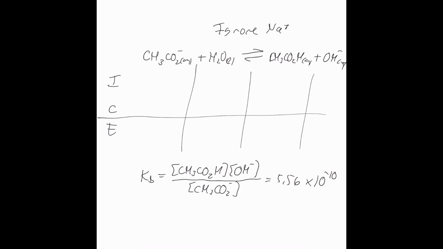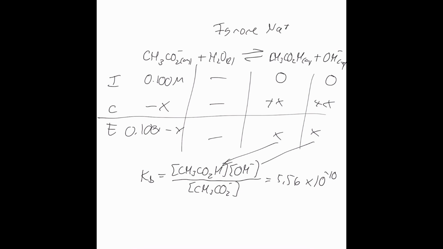Now we have an ICE table. Remember, our initial concentration of acetate was 0.1 molar. Water doesn't factor into our equilibrium. And our initial concentration of the acetic acid and OH minus is 0. It's all 1 to 1, so when we do our algebra, that's minus x, plus x, and plus x. We're left with x, and this is 0.1 minus x. Okay, so we have our equilibrium concentrations.